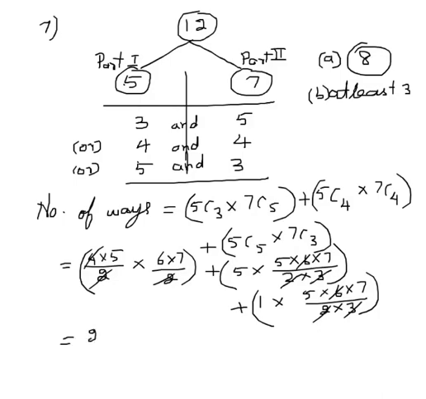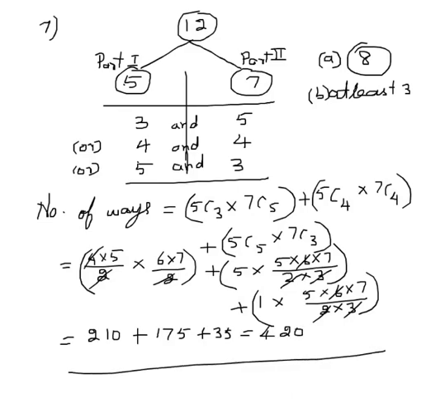The first answer is 210 plus 175 plus 35. The total is 420. Question 8. Determine the number of 5 card combinations out of a deck of 52 cards if each selection of 5 cards has exactly 1 king.